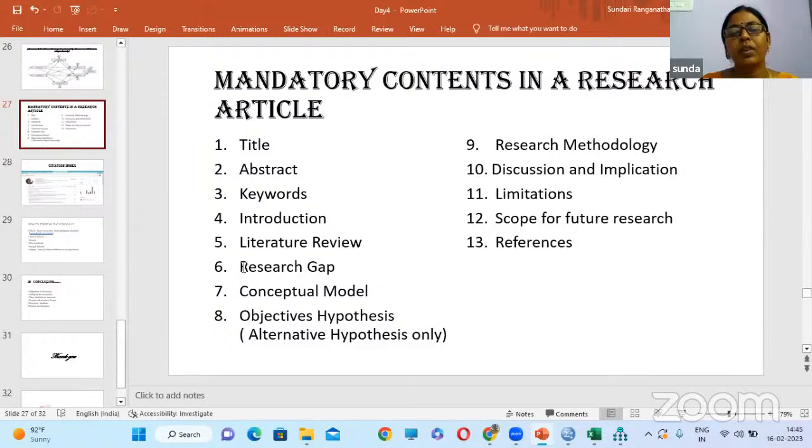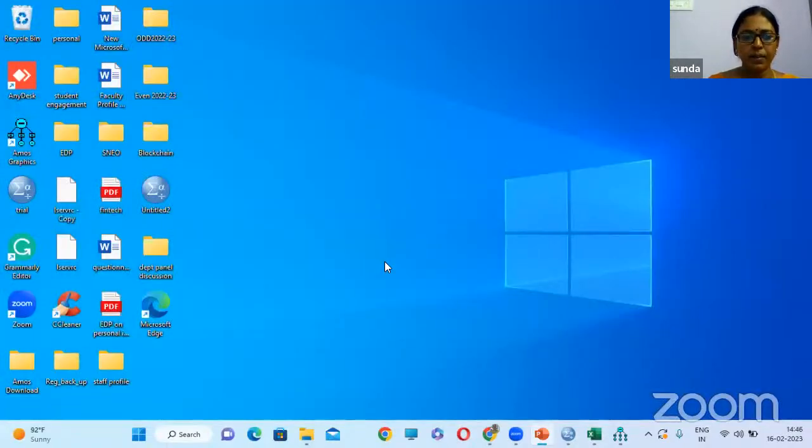What can I do? What are all the other opportunities? What do you want to do, but you are not able to do? That I will do, kind of scope for future research. And then references, all the references you have referred to, that we have to give. While writing your references, there is one simple way to quote them.